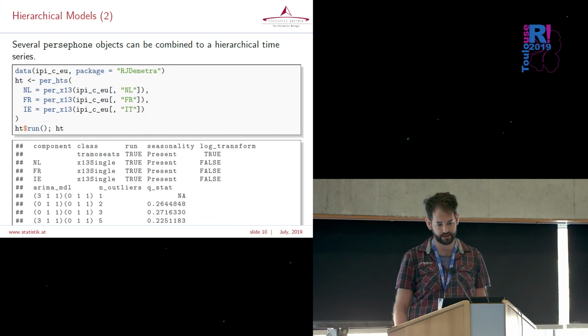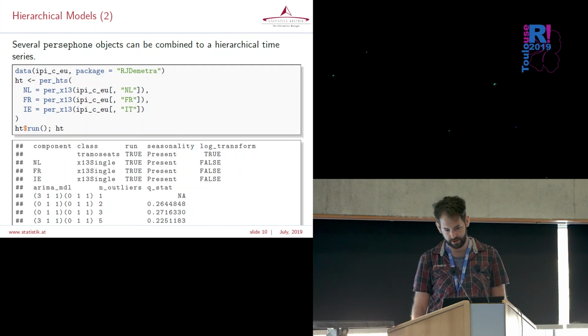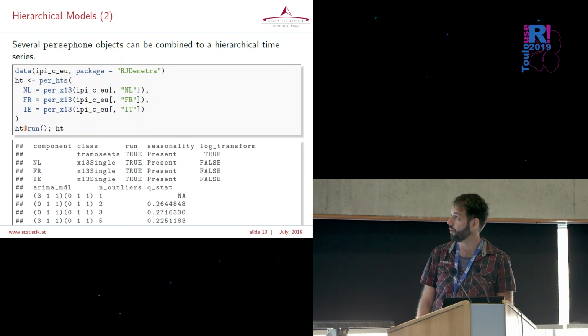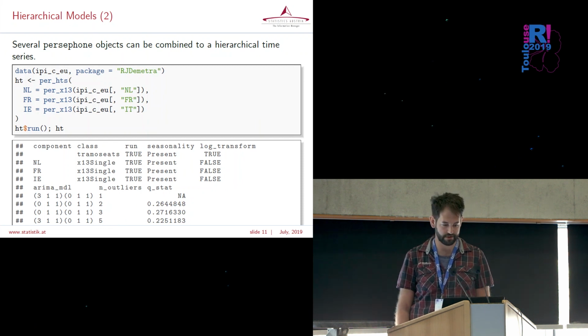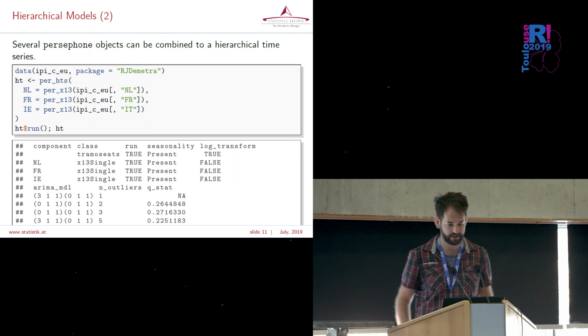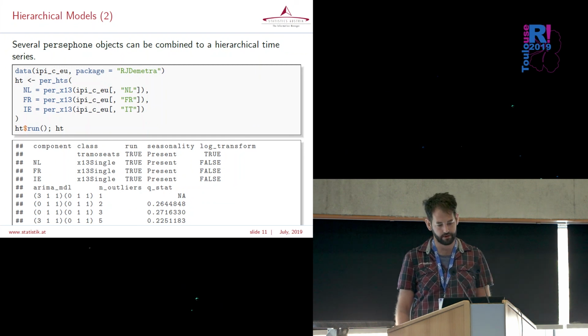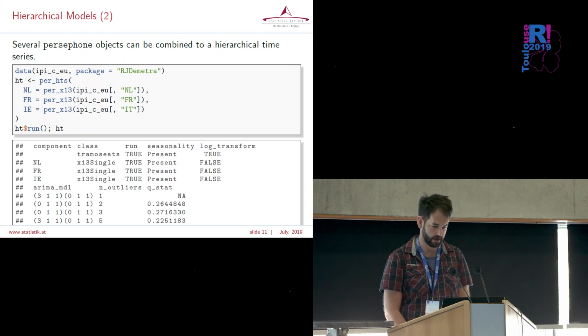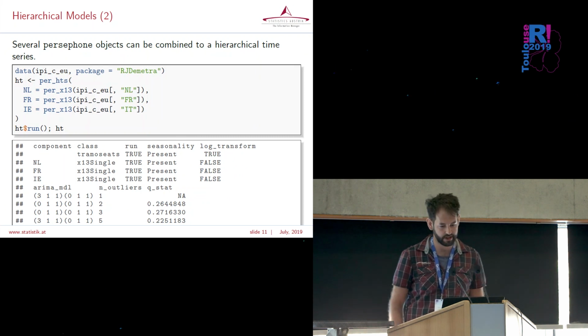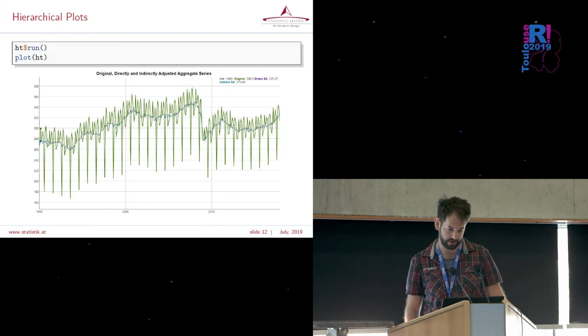In order to do that, currently the only way is to use a syntax which is similar to a named list, where we can combine several Persephone objects into one hierarchical Persephone object. And when we run it, it will just delegate down to the several components, and the print method gives a nice overview about where seasonality is still present and about the outliers.